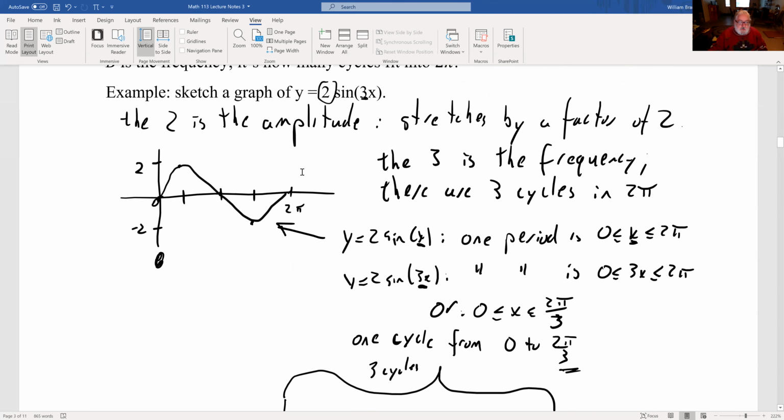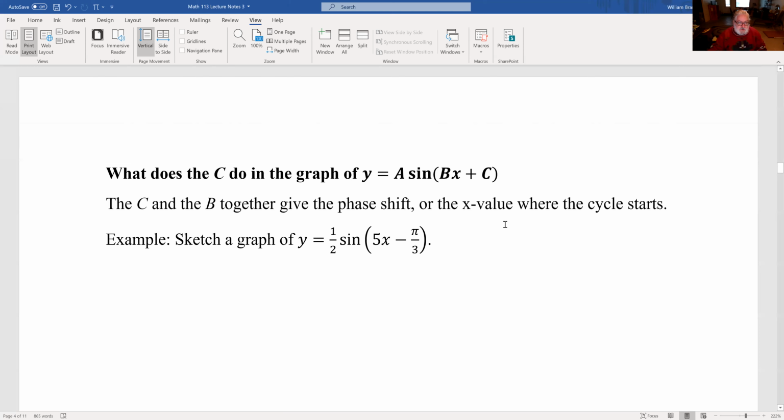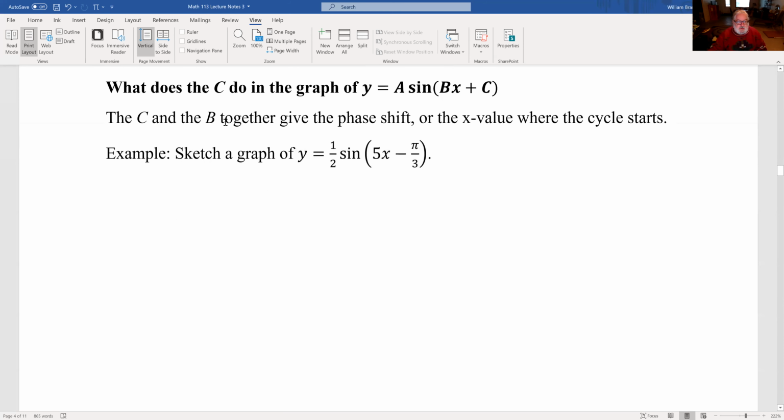So 3x means 3 cycles in 2 pi. Okay, what does the C do in that graph? So C and B together give you the phase shift. So if we've got a graph of y equals 1/2 sine of 5x minus pi over 3, what do we know already? Amplitude A is 1/2. Frequency: five cycles in 2 pi.